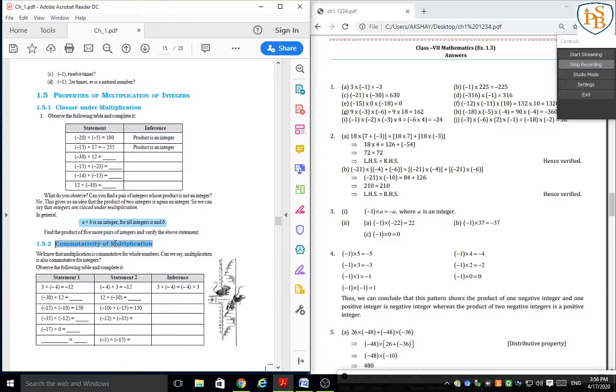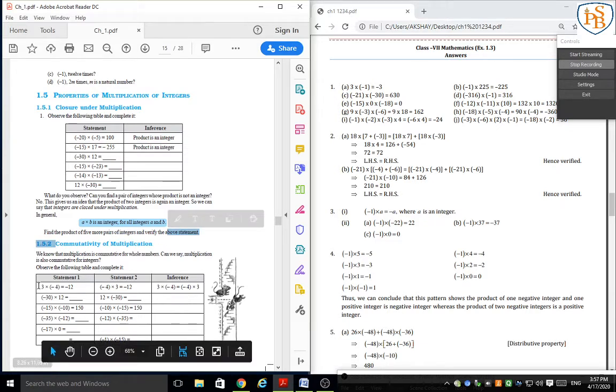What about the commutative property of multiplication? Look at here. 3 into negative 4 is equal to negative 12. Negative 4 into 3 is equal to negative 12. In the first statement and the second statement, we can say that they changed their order of places. In the first statement we read 3 into negative 4, and in the second statement negative 4 into 3, but their answer remains the same, that is negative 12.